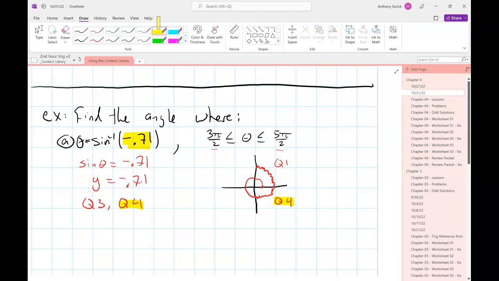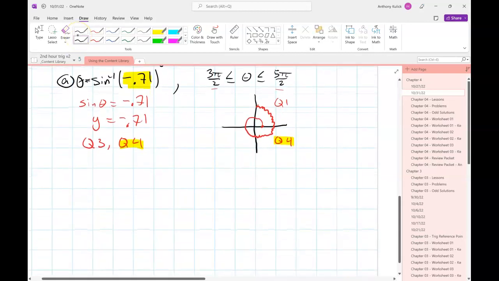Everybody's okay? Same process that we've done before, right? Here's where things will get a little bit different. What I'm going to do now is draw my answer.